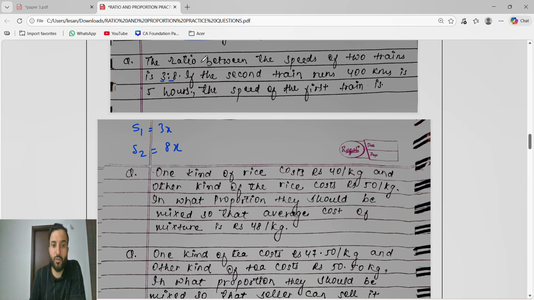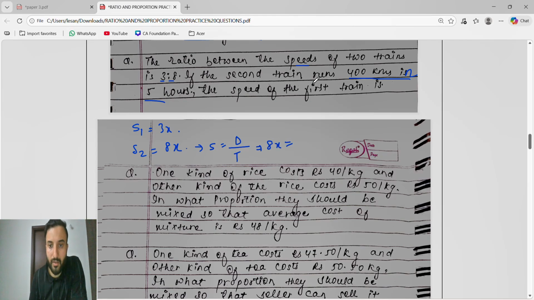Correct. See, the ratio between the speeds of the two trains is 3:8. So I will take the speed of the first train as 3x and the speed of the second train as 8x. Now, if the second train runs 400 kilometers in 5 hours, see, what is the formula of speed? Distance by time.